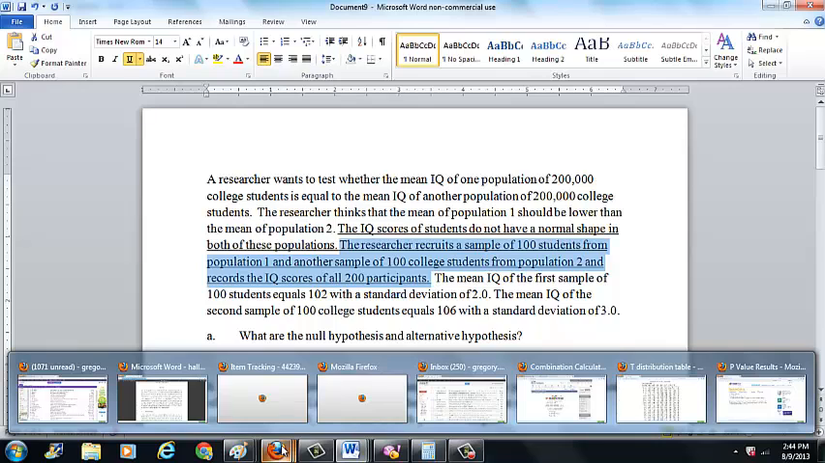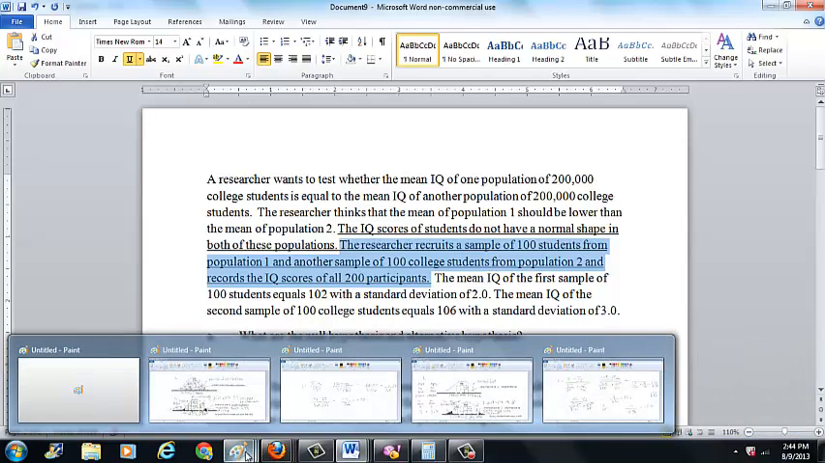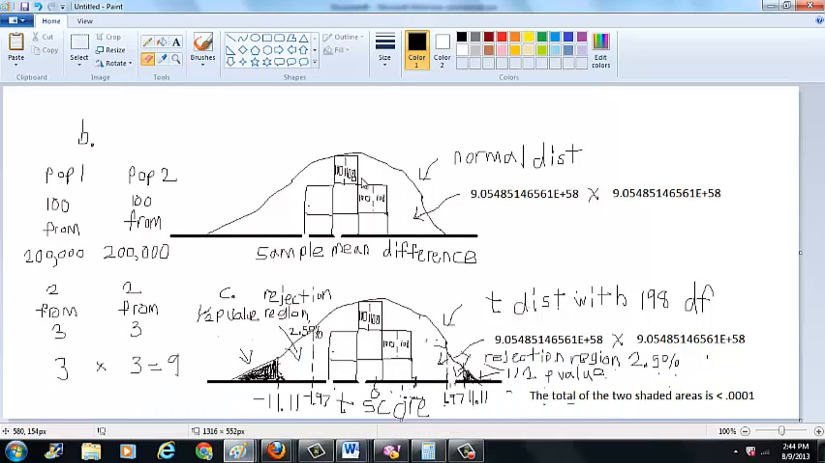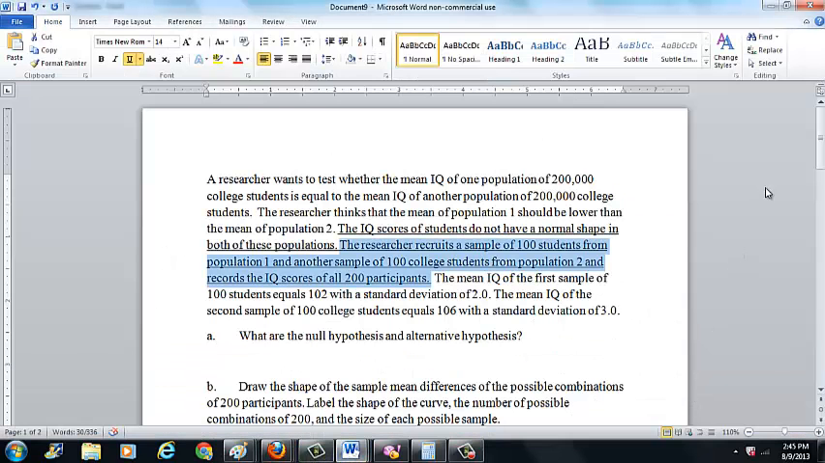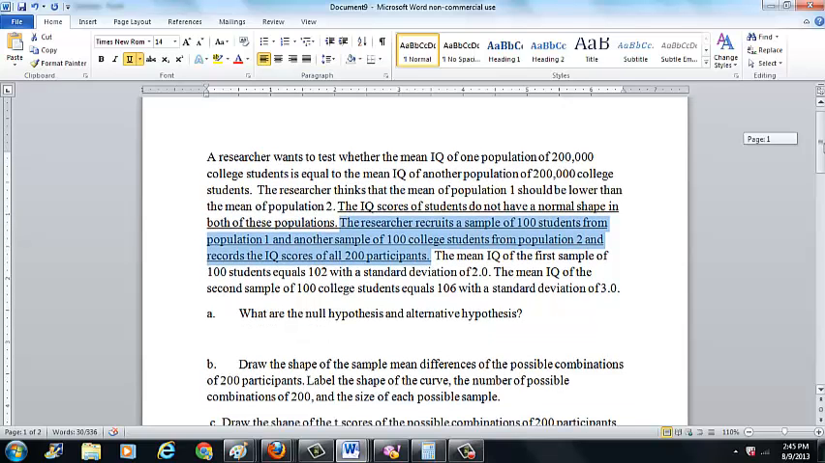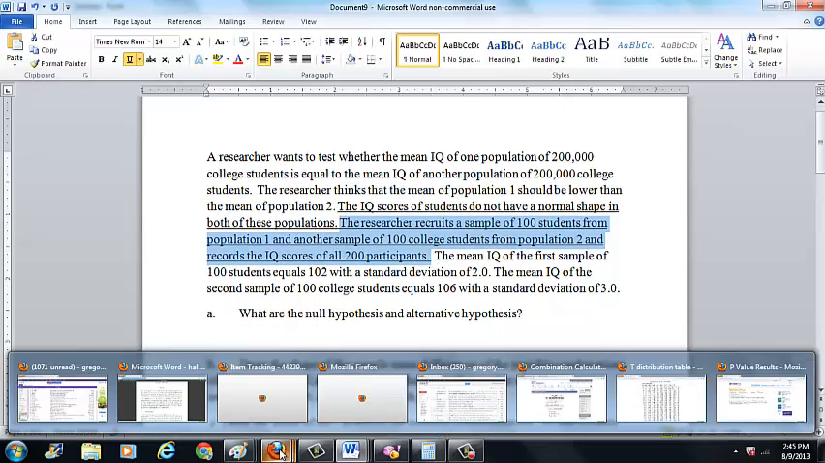Which means once you get to part B and part C, the shape in part B will be normal with the sample mean differences, and the shape in part C will have a t-distribution curve, because even though the populations weren't normal, we had sample sizes of 30 or larger, which means we do end up getting these two shapes that we want. Otherwise, all these other questions are the same as before.